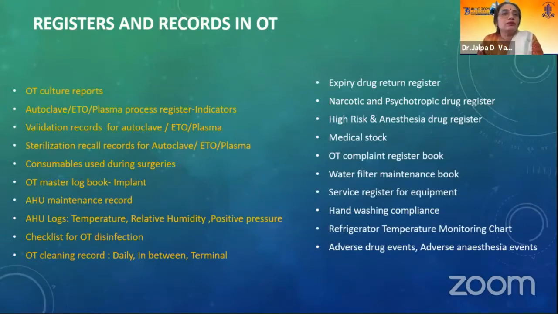So many records we need to maintain in OT. In regard to infection, the most important ones are OT culture reports, and your sterilizer registers, which would include your indicators, your validation record for sterilizers, your consumables used during surgeries, OT master logbook with implant details, AHU maintenance record and AHU logs, checklist for OT disinfections, and OT cleaning record, which would include your daily, in between, and terminal cleaning record. Terminal means your weekly cleaning.